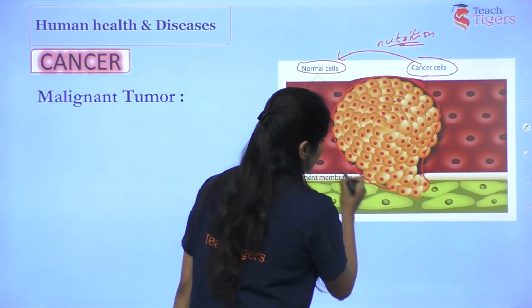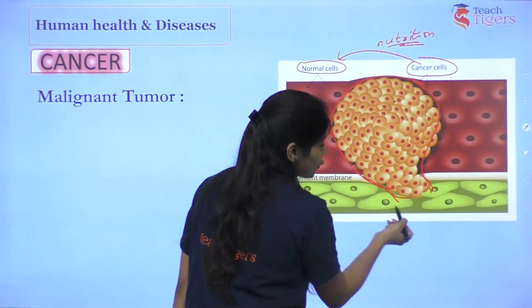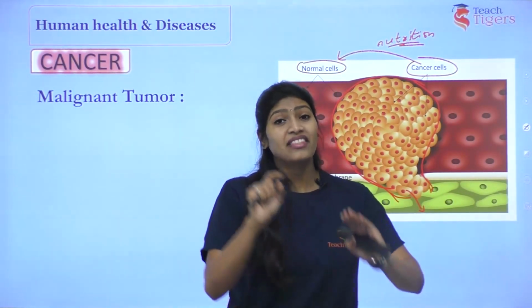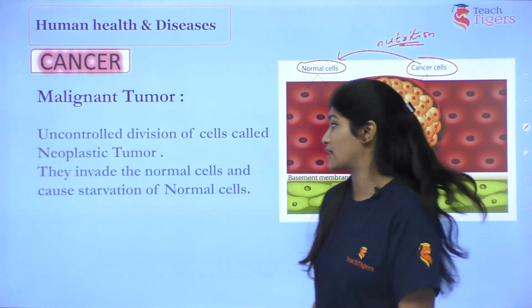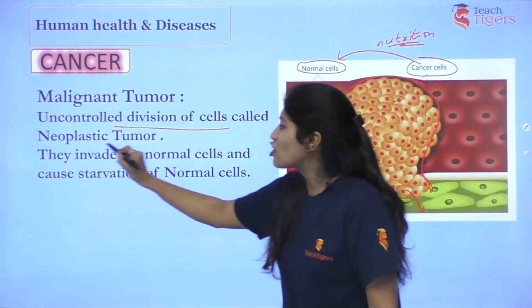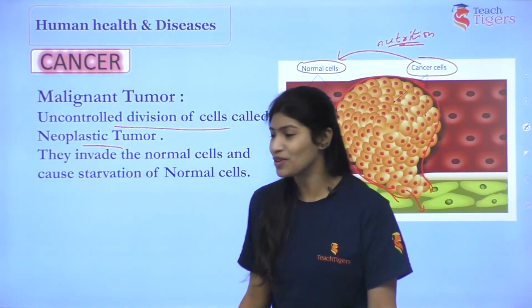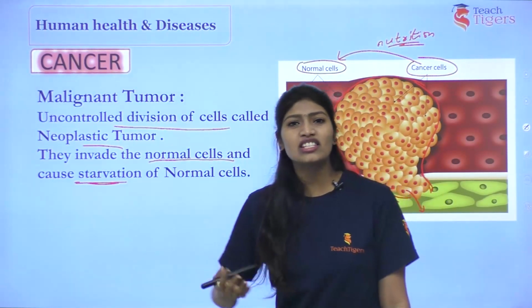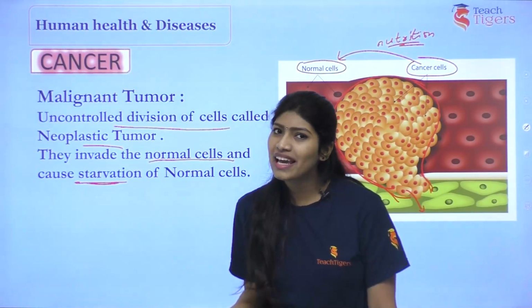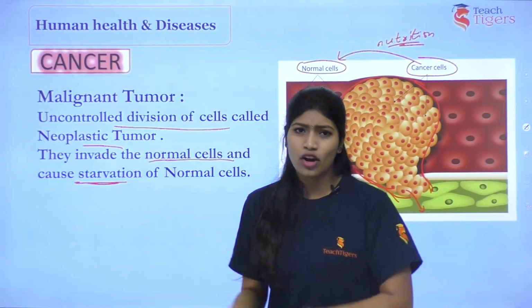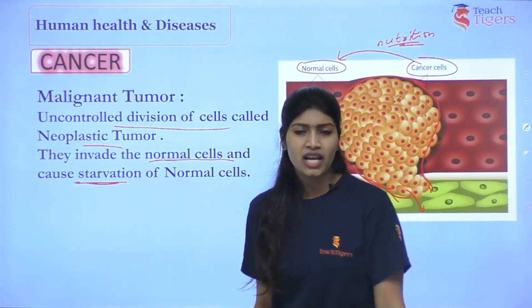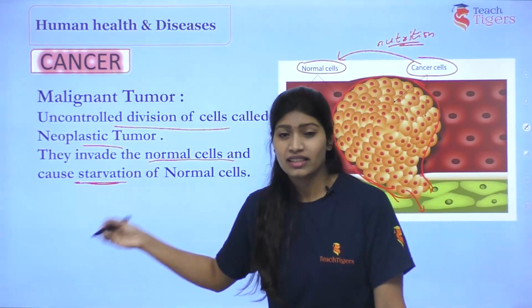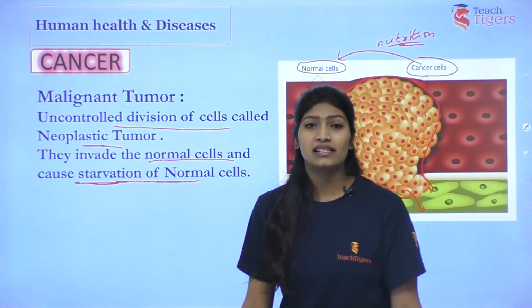So now what happens is they will even move to various parts. You can see that they'll enter into various parts of the cells, and from there they'll enter into the bloodstream, and they reach different parts of the body and even affect the organs. So the uncontrolled division of cells is called a neoplastic tumor, which is nothing but a malignant tumor, and they invade the normal cells and cause starvation. When the food is not available to normal cells, will the normal cells be alive? No. When there is no food, we cannot survive. The same thing goes for the normal cells also. When there is no food, no energy, it will starve. So it will starve to death, right? So it causes starvation of normal cells.